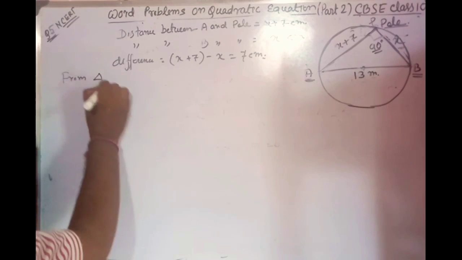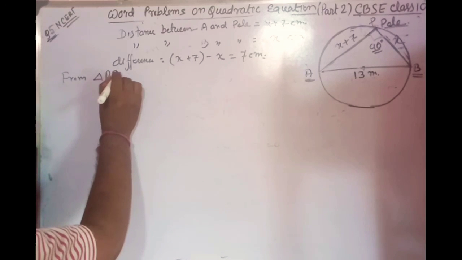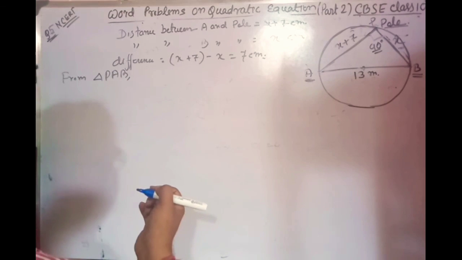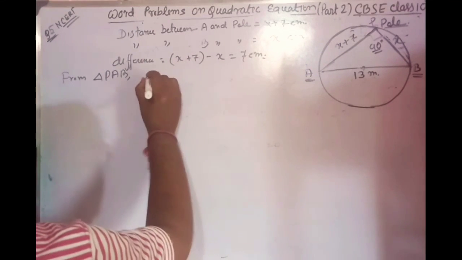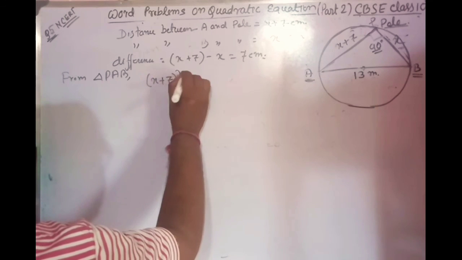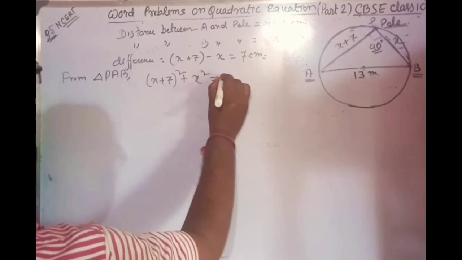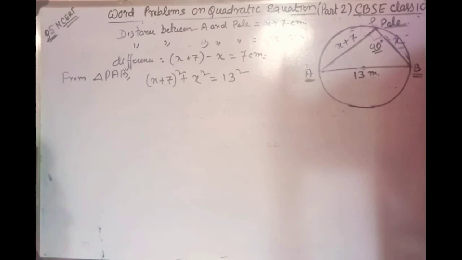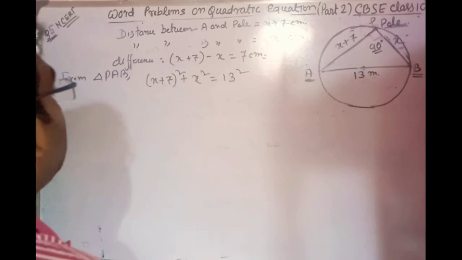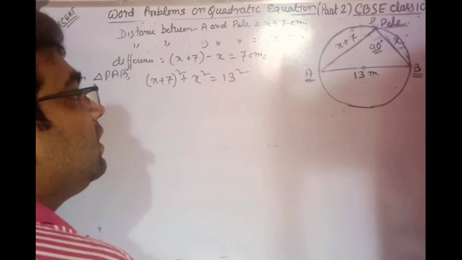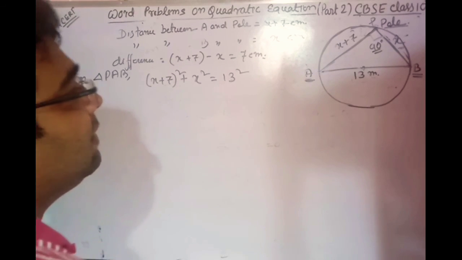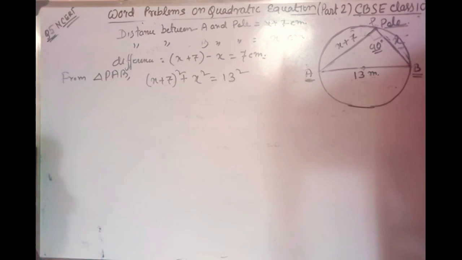If we name the pole P, then from triangle PAB, applying the Pythagoras theorem, x plus 7 whole square plus x square equals 13 square. Now if any real or non-negative value of x occurs here, then we can say it is possible to do so, and if not, then it is not possible. Understood? So let's see.